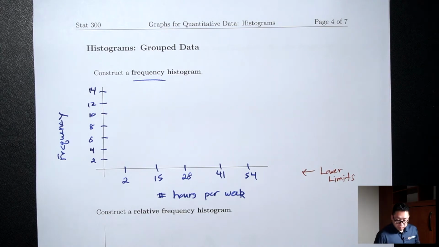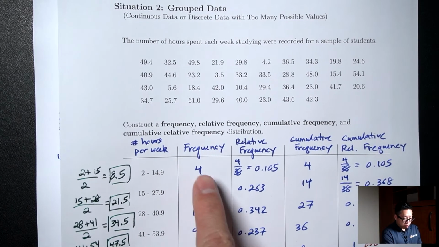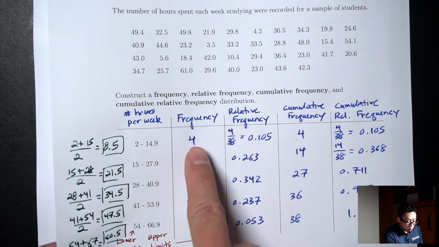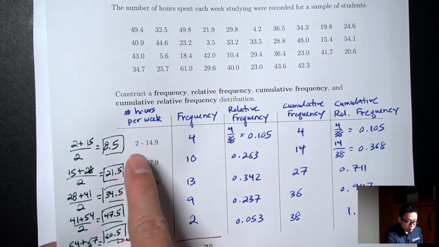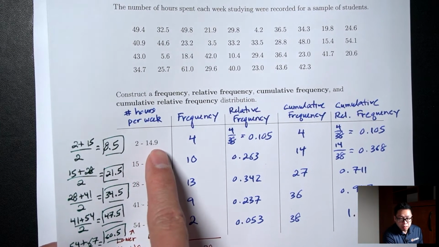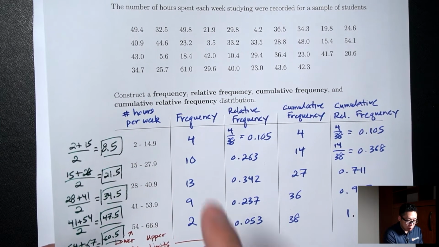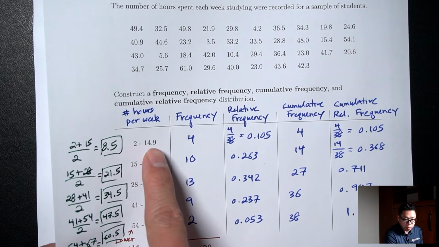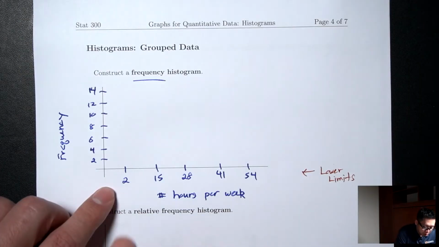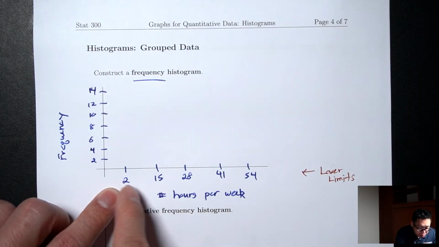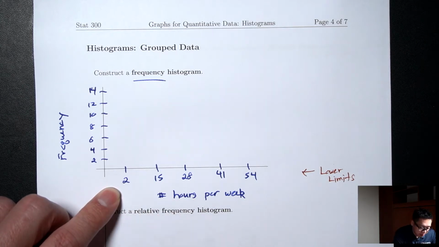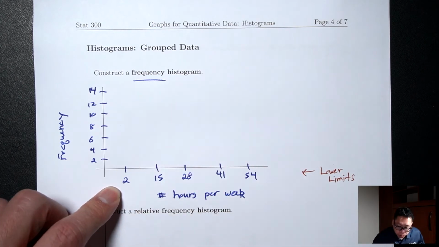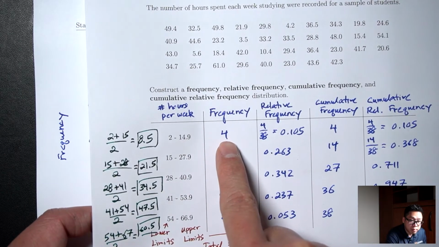And now, the first frequency is a 4, okay? This 4 represents the range 2 to 14.9. So when I make my bar, I want that bar to be over the range 2 to 14.9. So 2 to 14.9 is like 2 to just to the left of that 15. But I'm just going to make it go all the way up to the 15. So our first bar is frequency 4.